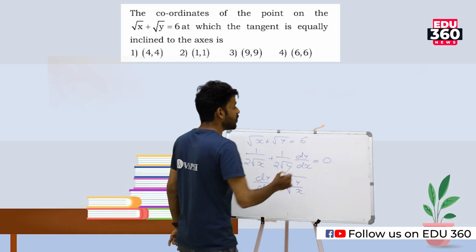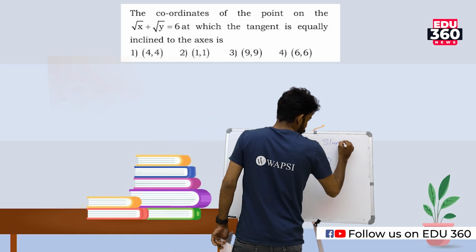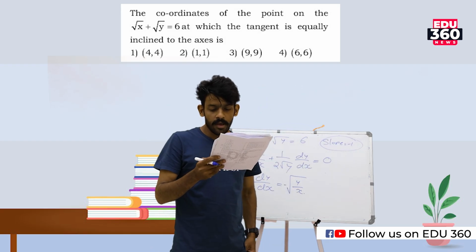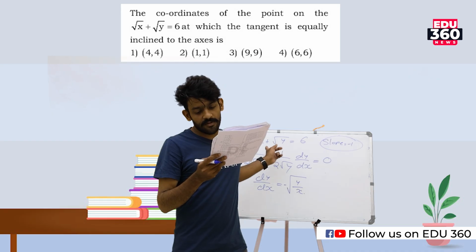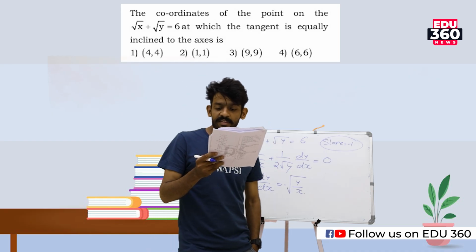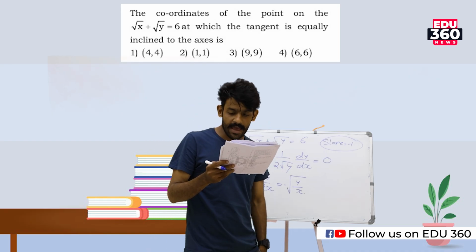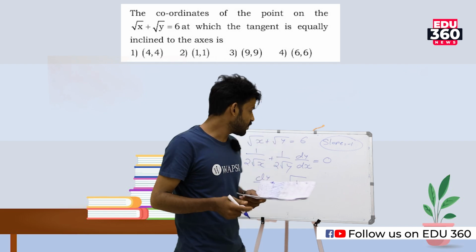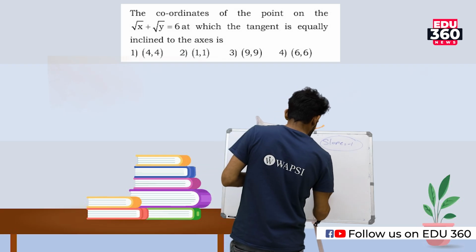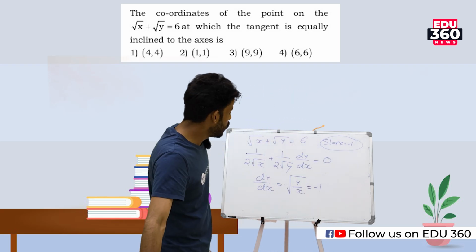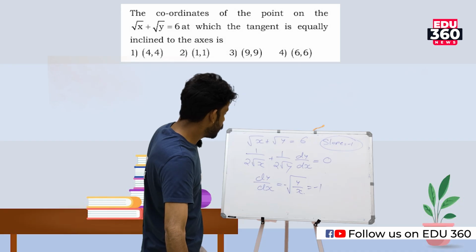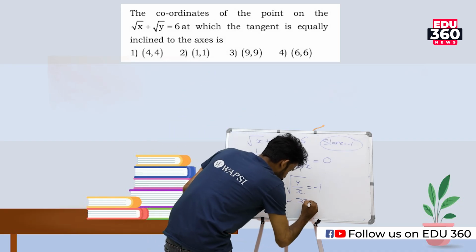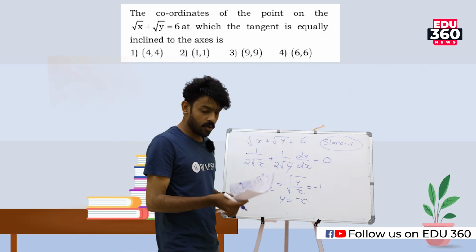Okay, and we know that slope is equal to minus 1, because it's given that root x plus root y is equal to 6, at which the tangent is equally inclined to the axis. So this is equal to minus 1. So we can write root y by x is equal to 1, so y is equal to x.